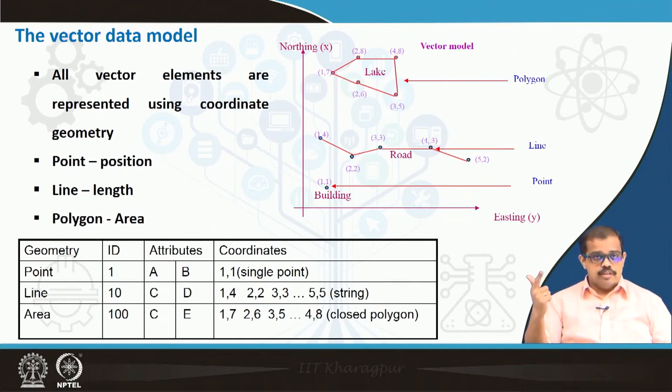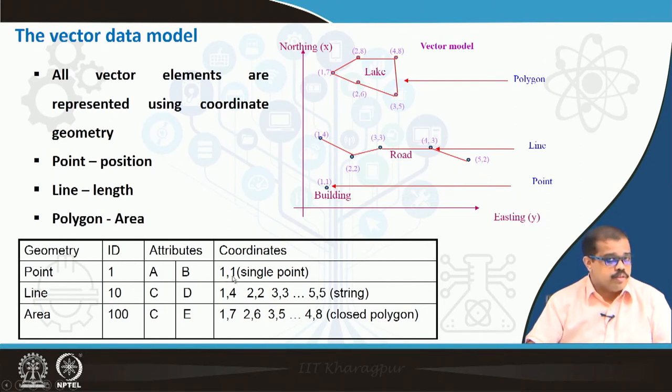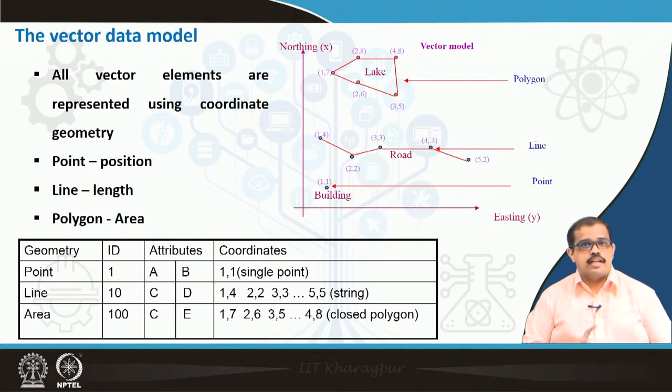Point is nothing but a position, line is a length and polygon is an area. That is what I am representing here. If there is a lake here, it is representing a point. When there is a line, it is representing the connected line segments and a length, and if it is a building, a point here, or even these points represent the position of that particular place, the geographic coordinates. Okay. If you look at your database, if you have a point, and you give an ID as 1, attributes as A and B, then the coordinates is 1, 1, because that point's geographic location has a single coordinate.